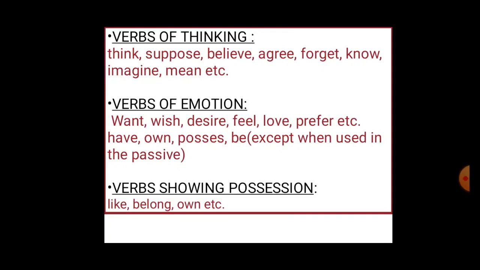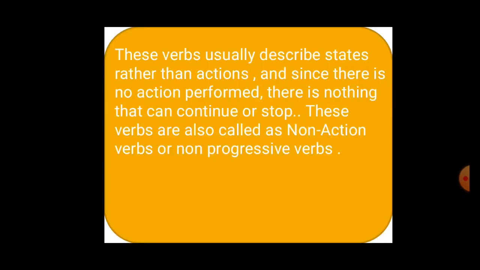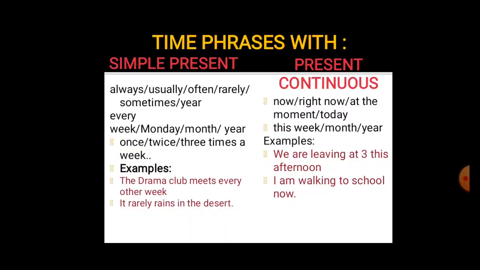Now, verbs showing possession. With these verbs also we can't make the continuous, like belong, own, etc. Now, I told you about the stative verbs. So these verbs which we talked about usually describe states rather than actions. And since there is no action performed, there is nothing that can continue or stop. So these verbs are also known as non-action verbs or non-progressive verbs.